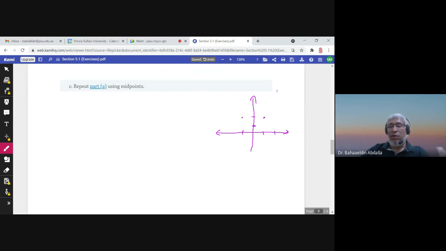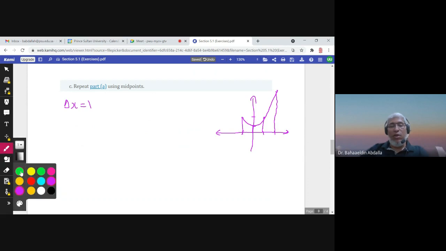So I have this line, okay, and this one, and this one. Again, delta x is 1 because we are going to use 3 rectangles. But now we will use the midpoint, okay? The midpoint means this number. So I need to find this number, okay?